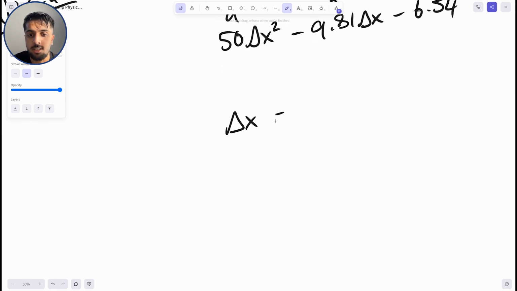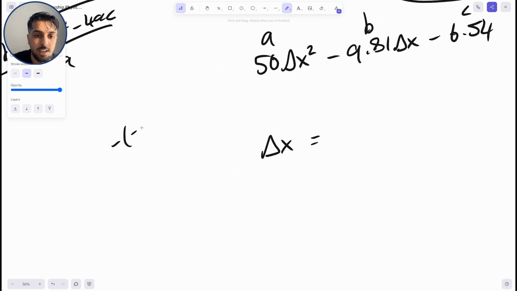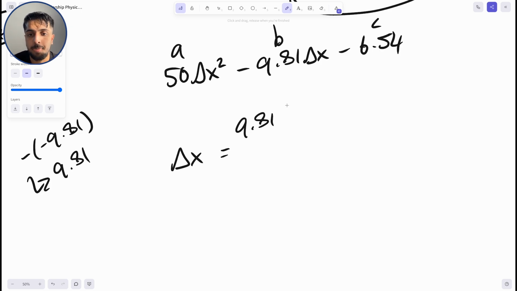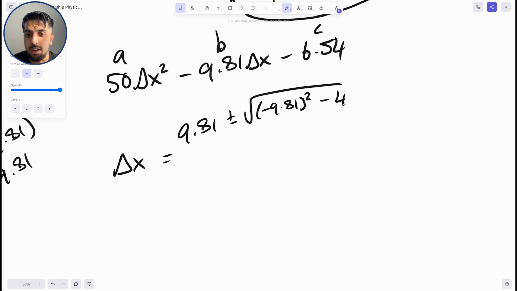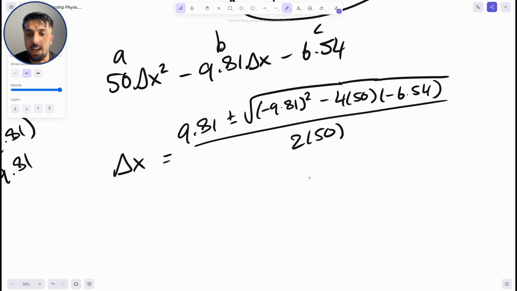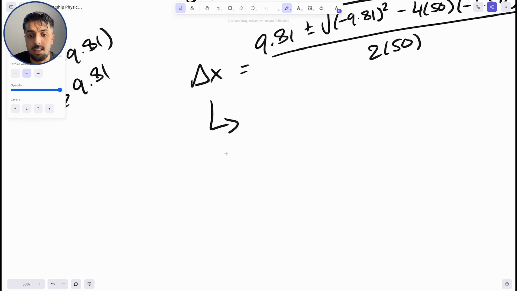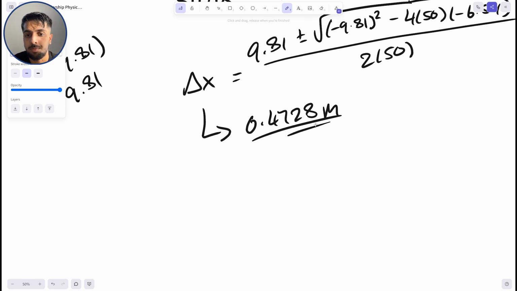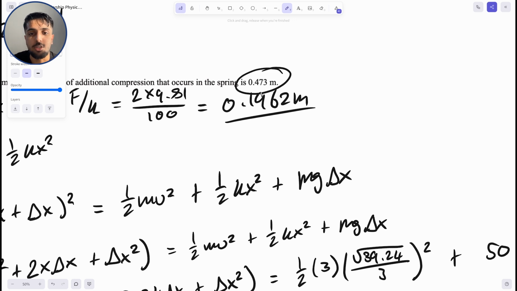So delta x is equal to negative b, where negative 9.81 is just equal to 9.81, because negative 1 times anything negative is going to be the positive version. So we get 9.81 plus or minus the square root of b squared, which is negative 9.81 squared, minus 4ac, so 4 times 50, and our c value is negative 6.54, and that's all over 2a, which again, a is 50. And so solving this gives us a delta x of 0.4728 meters. And that is the value that we are trying to find.